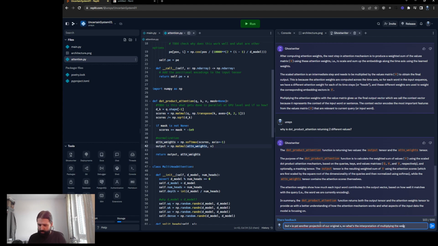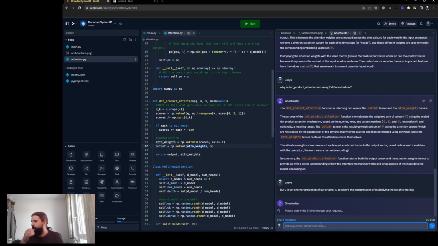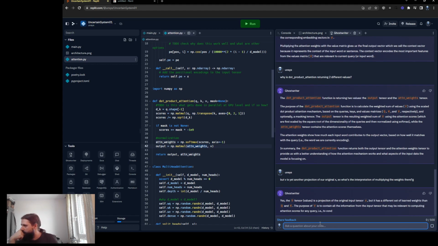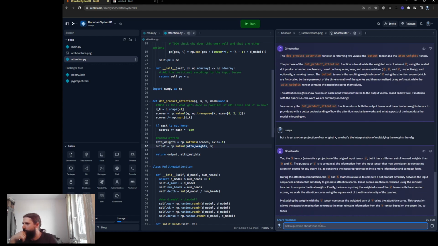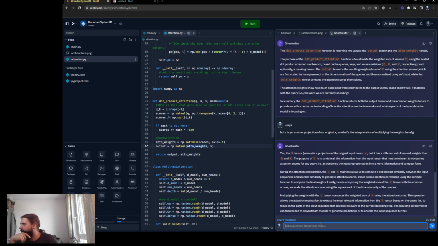So what's the interpretation of multiplying the weights there? It has a different set of learned weights than Q and K. The purpose of V is to contain all the information from the input tensor that may be relevant to computing attention scores for any query, to condense the input representation into a more informative, compact form. During the attention computation, the Q and K matrices allow us to compute the dot product. Okay, this is similar to attention scores. So then normalized, yeah. Finally, we're computing the weighted sum of the V tensor with the scaled attention scores. Okay, but this is it.